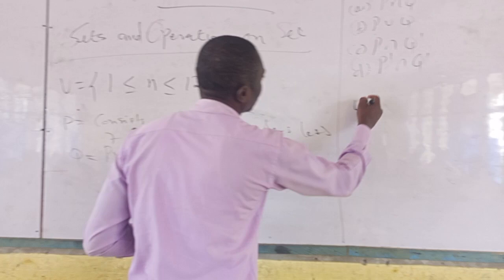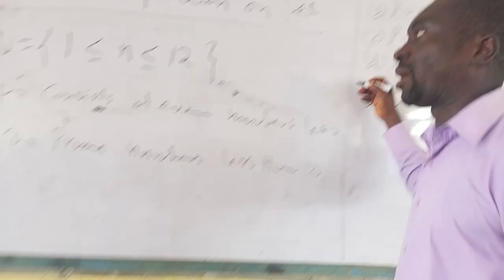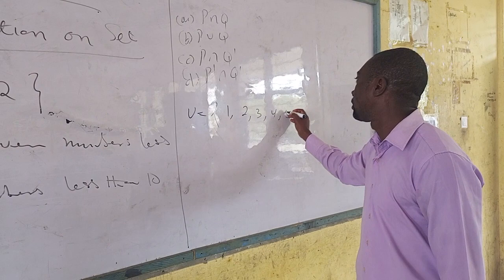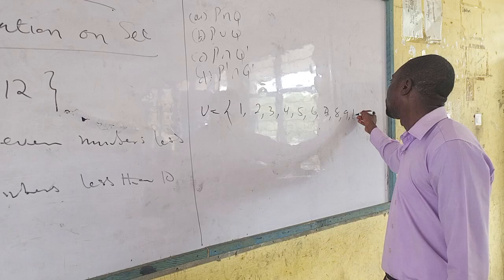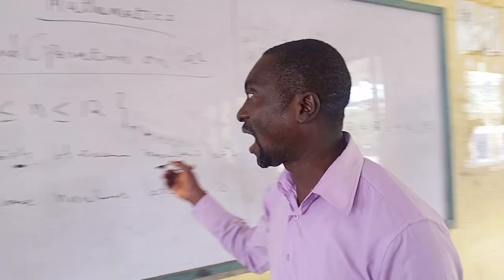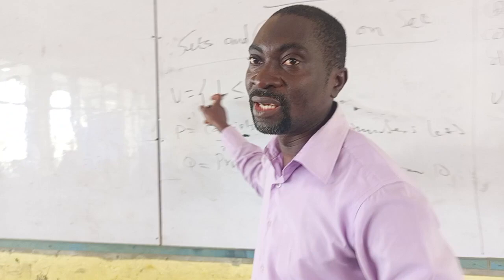Now let's list the numbers. What will be the numbers? 1, 2, 3, 4, 5, 6, 7, 8, 9, 10, 11, 12. Why are we adding 12? We are adding 12 because it's stated here that it should be greater than or equal to. Is that not it? Yes.